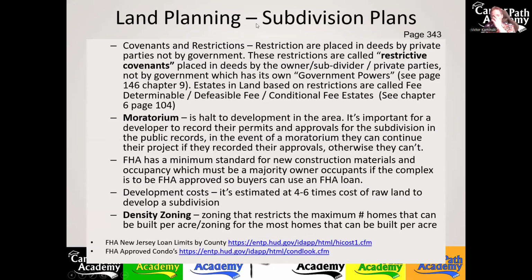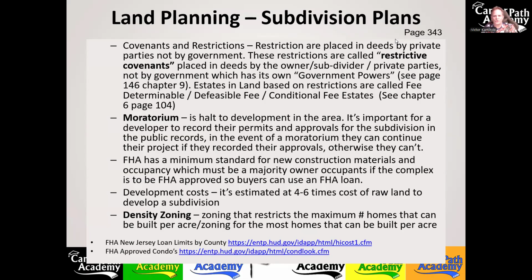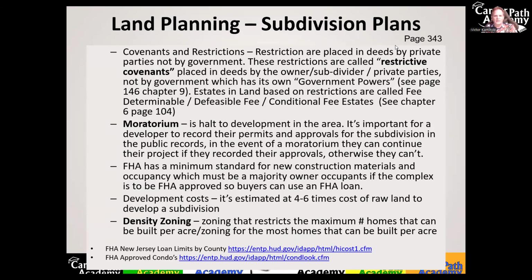So land planning consists of the properties having their own covenants and restrictions, or they usually have them put in anyway. Restrictions that are placed in deeds by private parties, not by governments, are called restrictive covenants. The word covenant is a legal promise. So these are restrictive legal promises that any owner of the property, future owner, has to agree to abide by. So land planning always precedes the actual subdivision process.